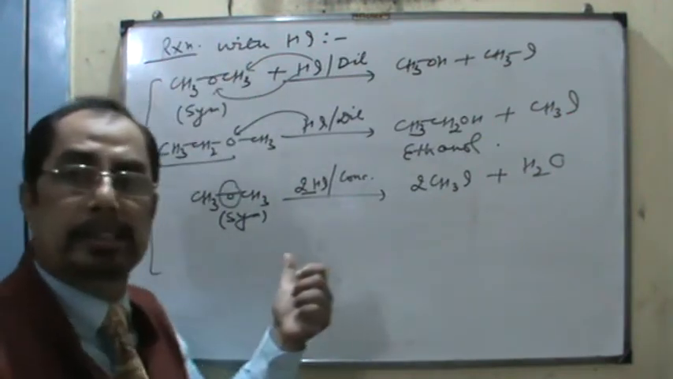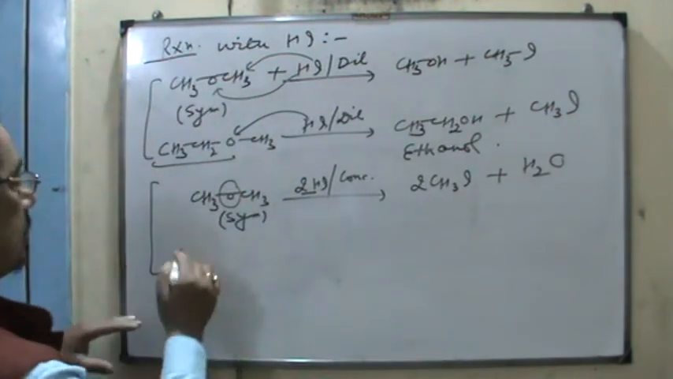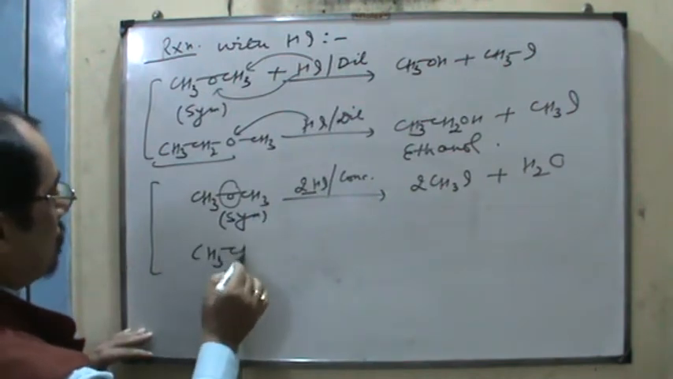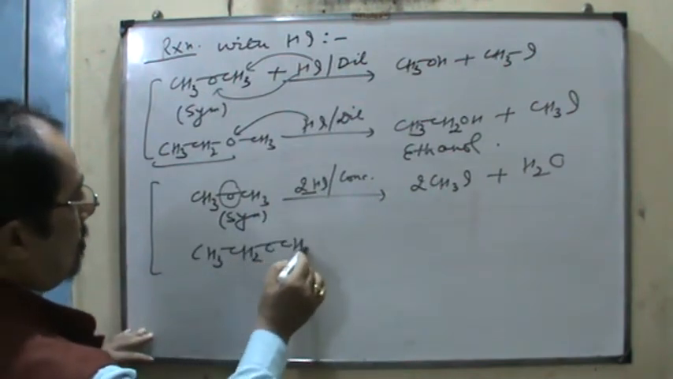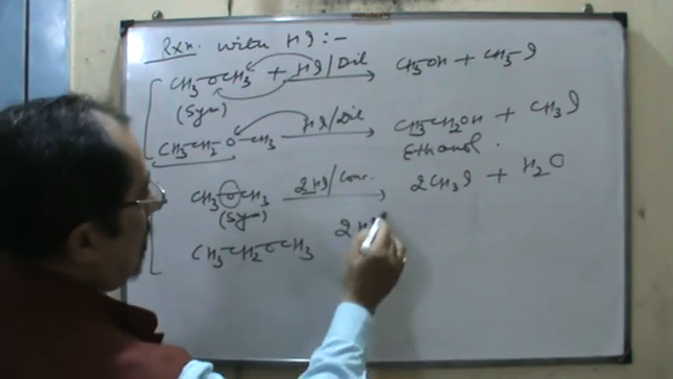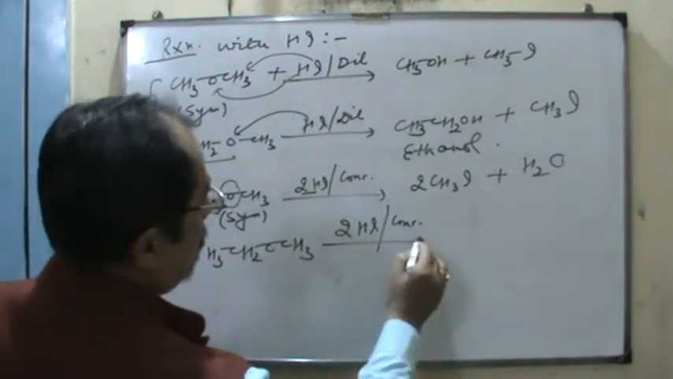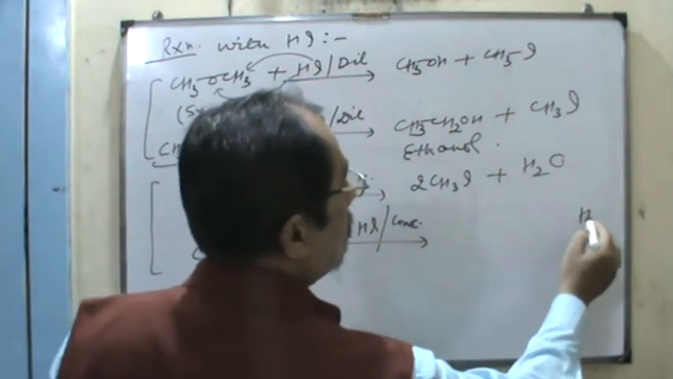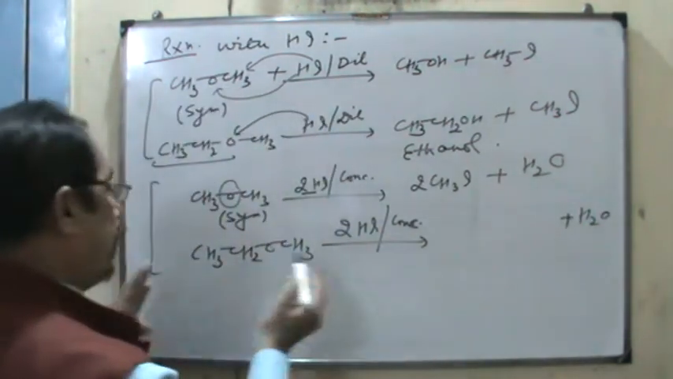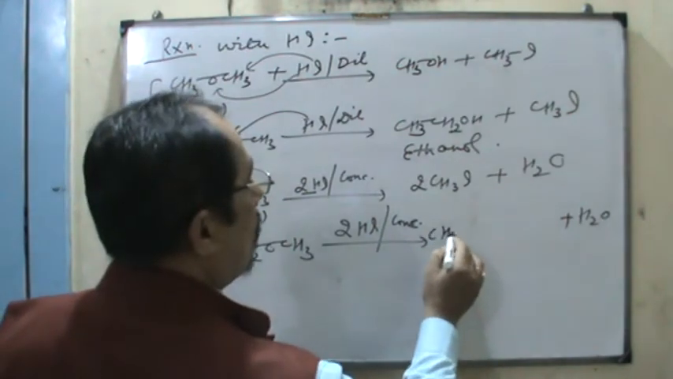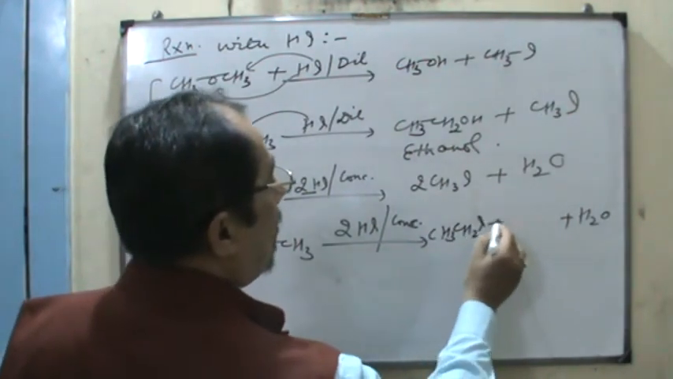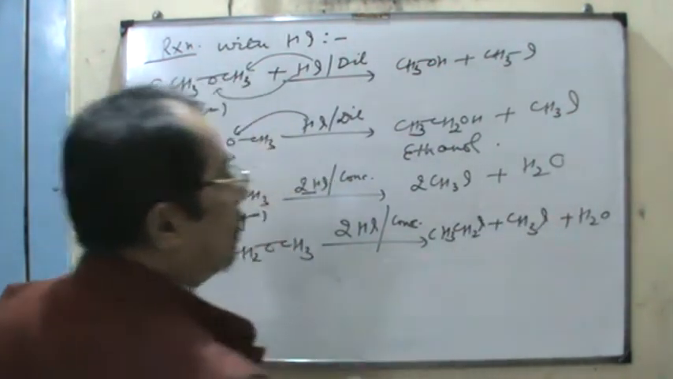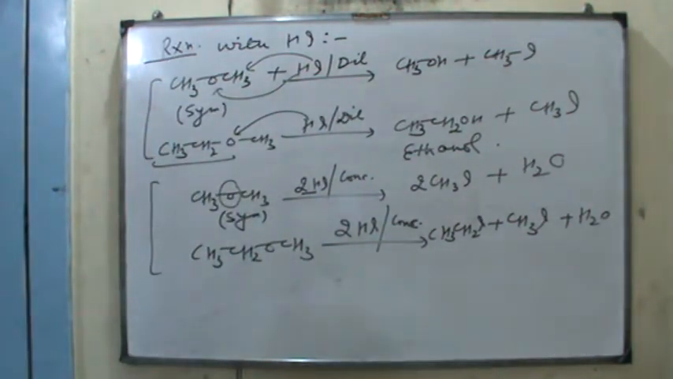But if I take unsymmetrical ether, like this is the CH3CH2OCH3, and take 2 times HI, hot and concentrated condition. Therefore, no doubt water is lost, but 2 different iodides are obtained. One is the ethyl iodide and the other is the methyl iodide.